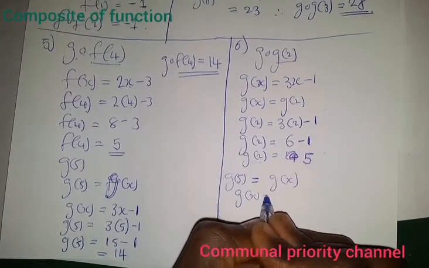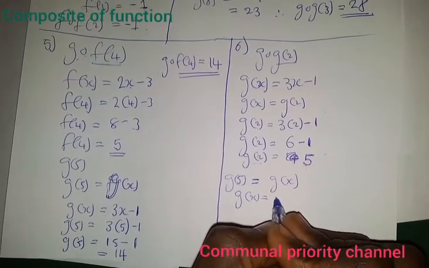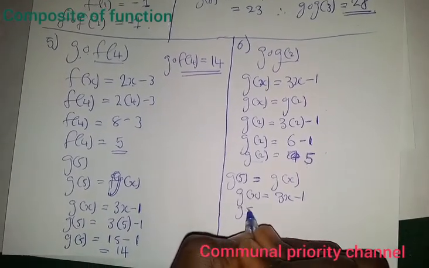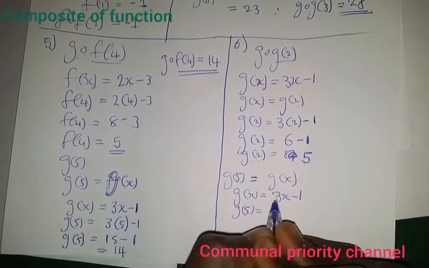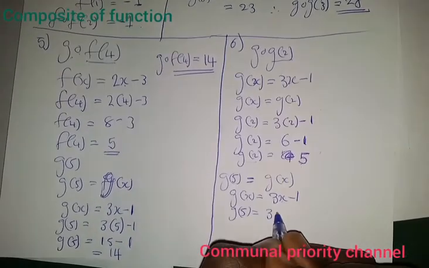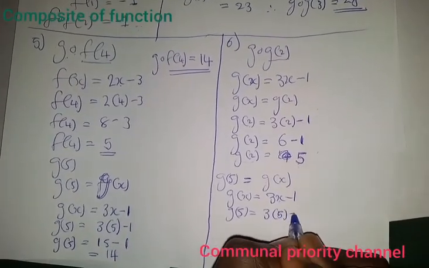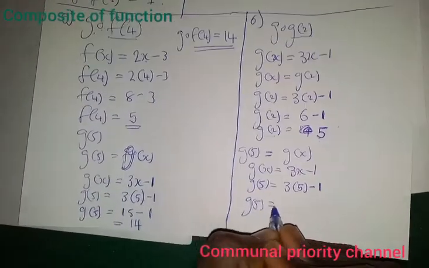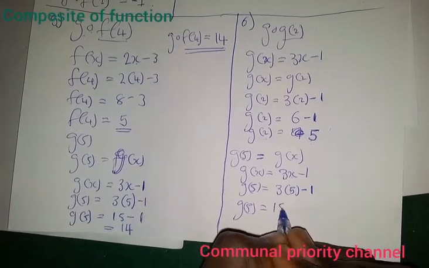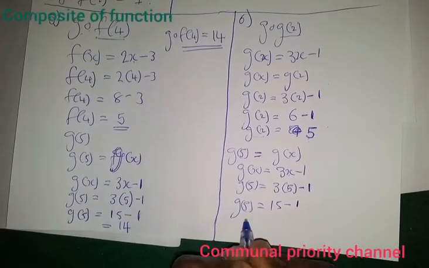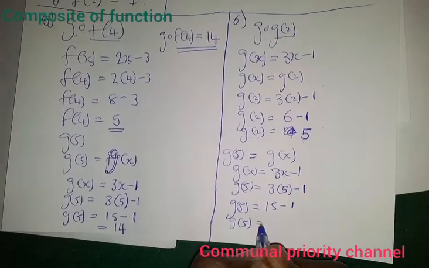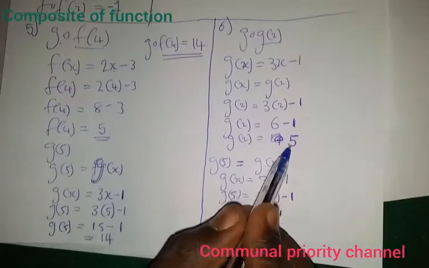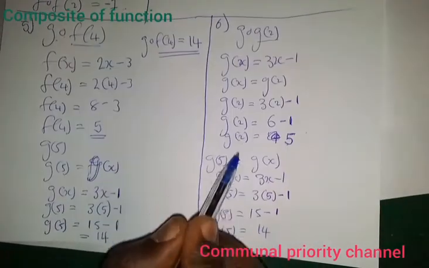3x minus 1. Now our g of 5 will be equal to, anywhere we have x, we are putting our 5. It will be 3 open bracket 5 close bracket minus 1. Right? So now our g of 5 will be equal to 3 times 5 is 15 minus 1, which is equal to 14. Since we know our g of 2 is equal to 5, when we substitute the 5 in the g of x again, we're going to get 14.